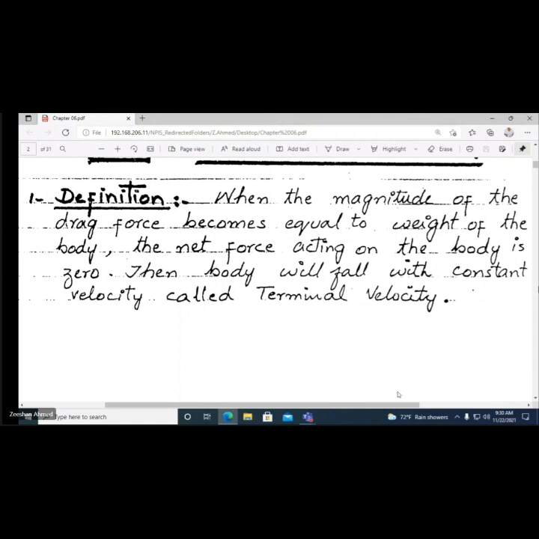Chapter number 6, Fluid Dynamics. If you still remember the concept of drift velocity, which we studied in grade 10. What was the drift velocity? The velocity acquired by the electrons when they are moving through a conductor opposite to the electric field is called drift velocity. Is it? Same is with the terminal velocity.